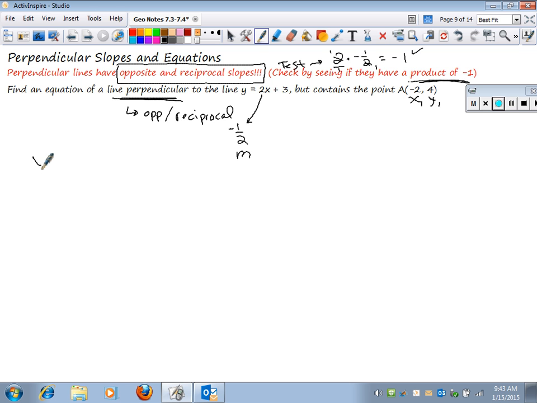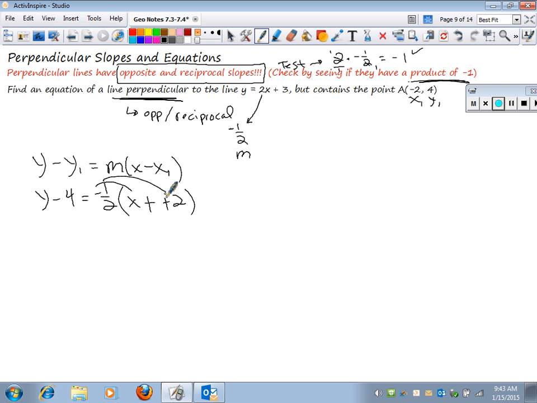So I'm going to use my same formula, y minus y1 equals m times x minus x1. So all I'm going to do is plug them in once and solve it, and I have my equation. So y minus the y1 is a 4 again. M is negative 1/2. X minus, and x1 was negative 2. Again, double negative, so make them both pluses. Distribute. So you get y minus 4 equals negative 1/2.